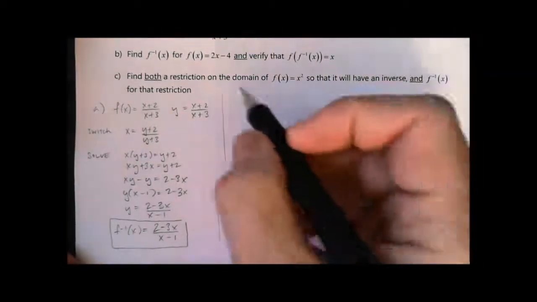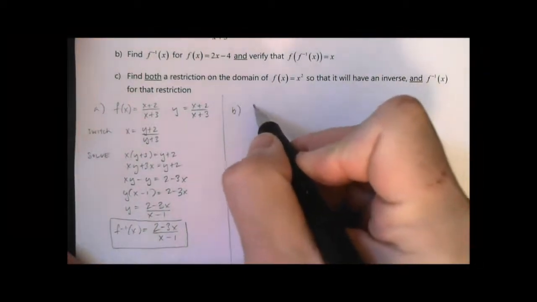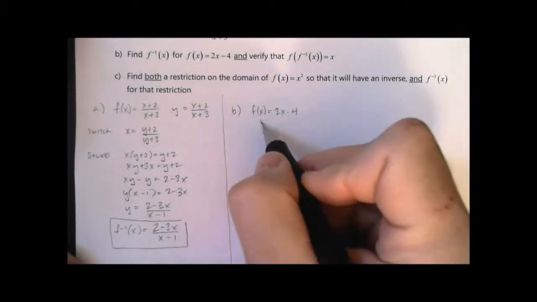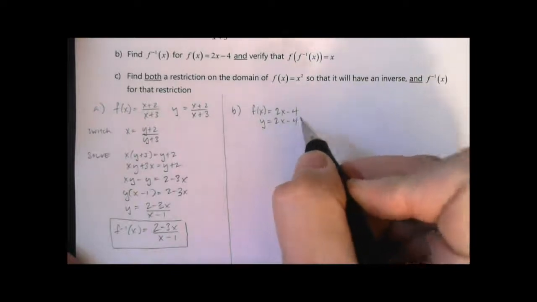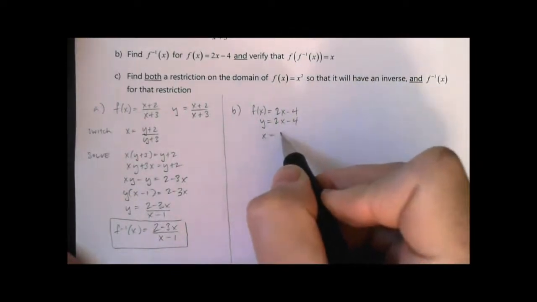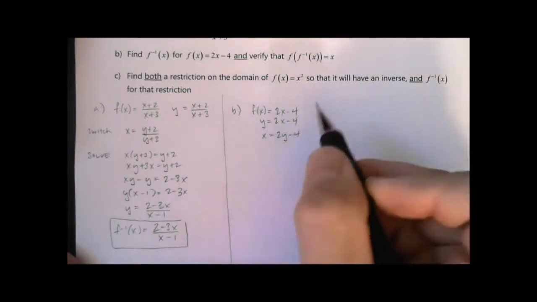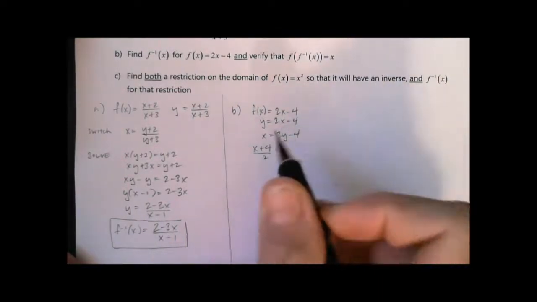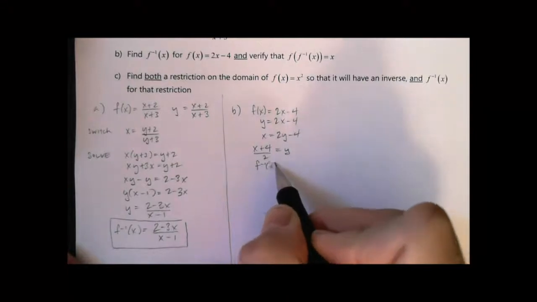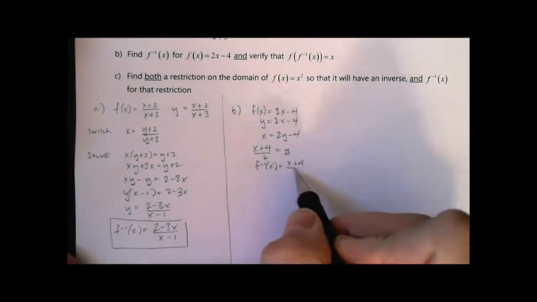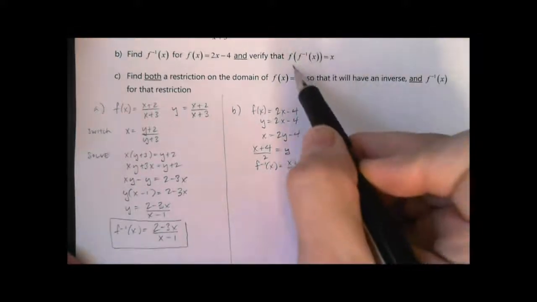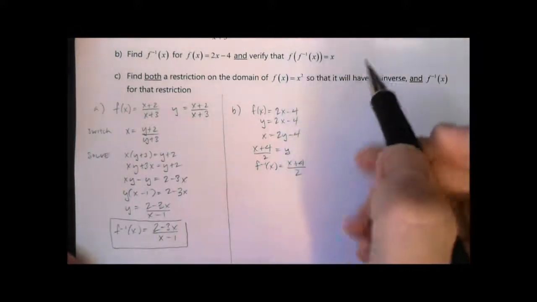The second choice has us finding the inverse of a simpler function. Again, this is the same as y is 2x minus 4. And so we switch, and we're going to solve, which is really straightforward. So we get that f inverse of x is (x plus 4) over 2. Now here we're asked to verify or show that f of f inverse of x is x.